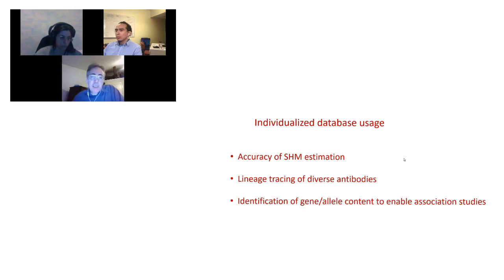Also, lineage tracing of diverse antibodies requires us to identify the germline of the ancestral original recombinant antibody. For both of these techniques, it is essential to know all of the alleles which are present within the individual. And finally, the identification of all the gene and allele content of an individual can be used to enable association studies if you have accumulated enough cases.